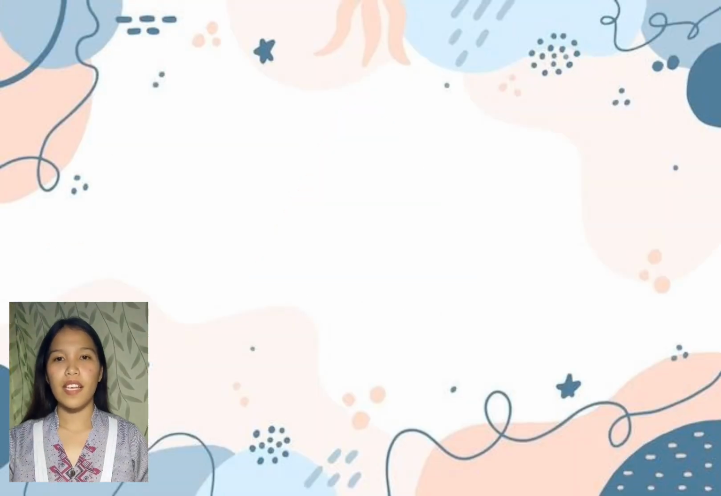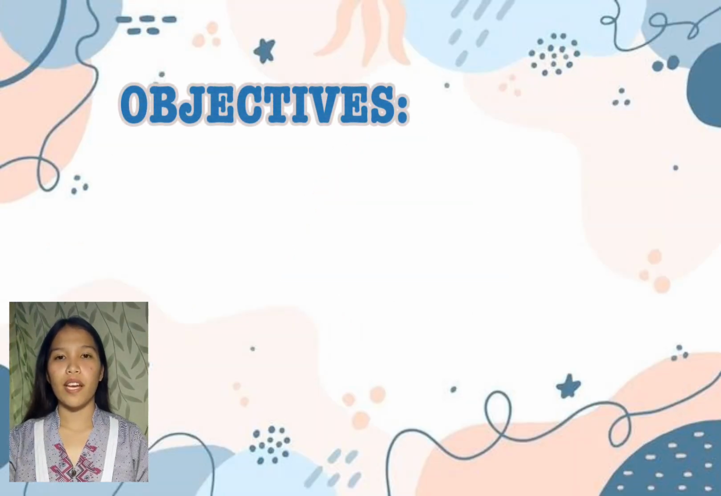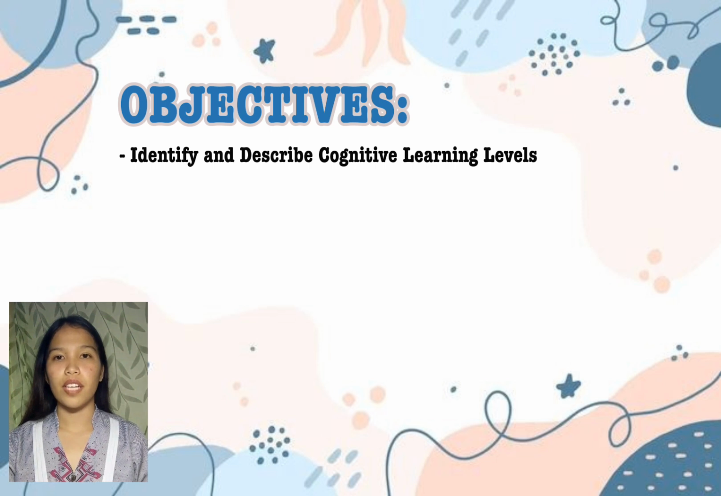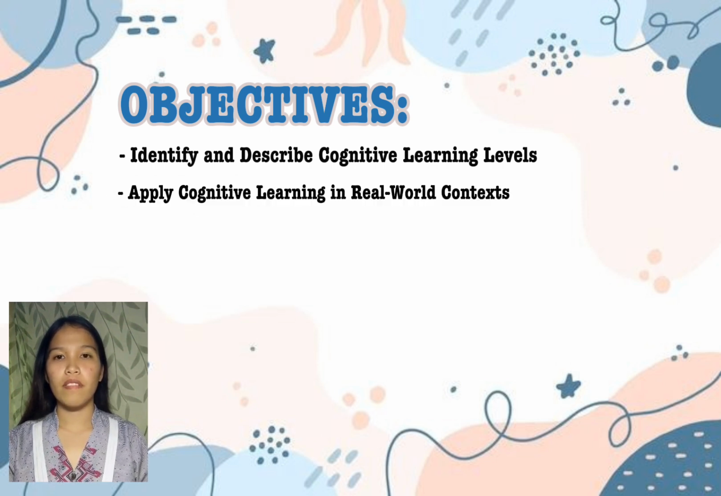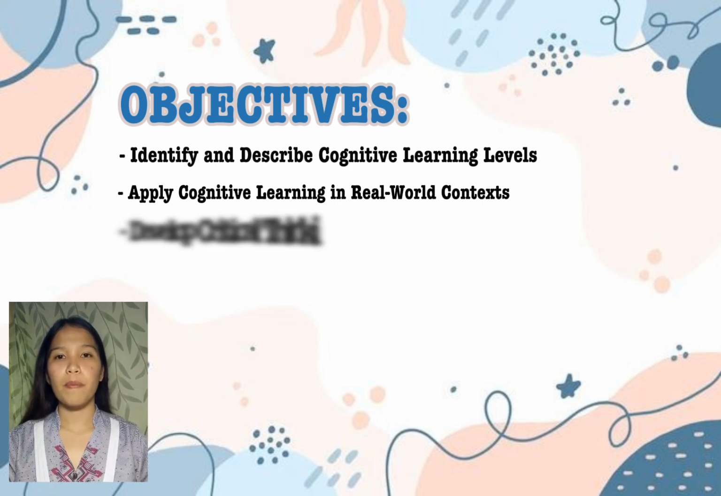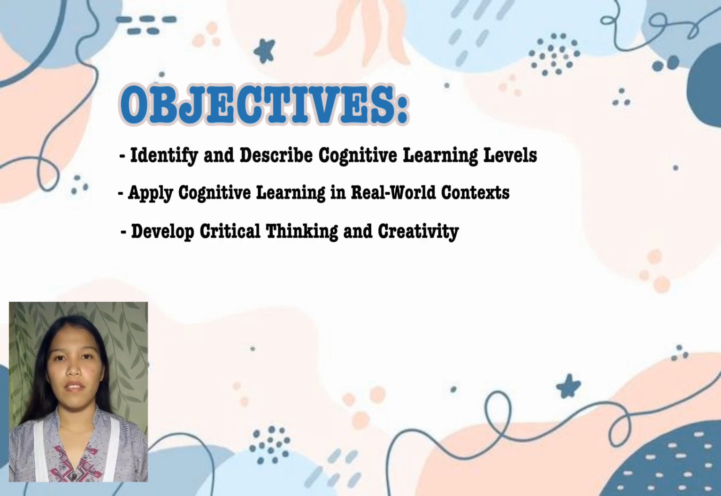At the end of this lesson, learners will be able to identify, describe, and apply the 6 levels of cognitive learning. First is identify and describe cognitive learning levels. Second, apply cognitive learning in real-world context. Lastly, develop critical thinking and creativity.